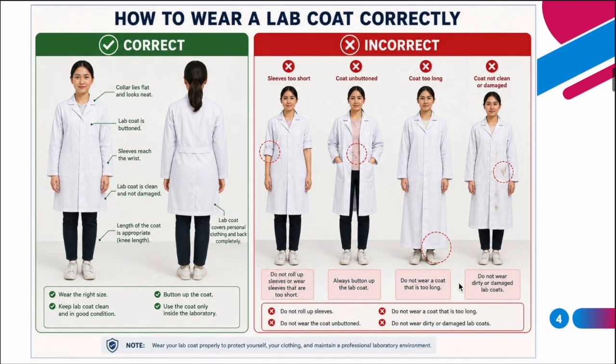This picture shows how to wear a lab coat correctly. If you have the lab coat, you have to wear it all the time in the laboratory. The collar has to lie flat and look neat. You have to button up all of the buttons of the lab coat. The sleeves have to reach the wrist level. The lab coat has to be clean and not damaged. The length has to be knee length like this, and in the back, it has to cover the back completely.